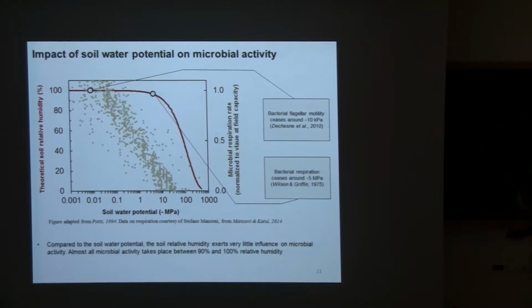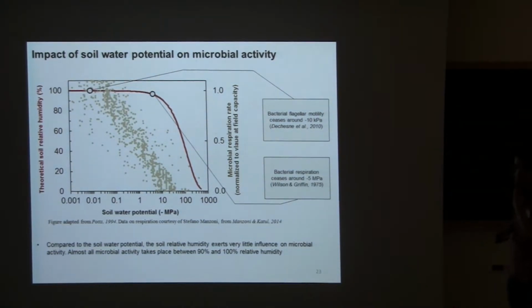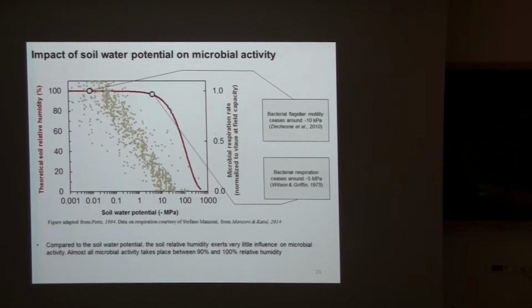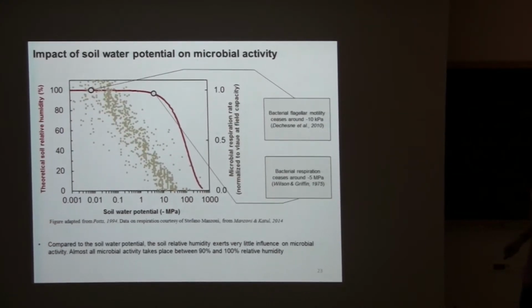Now let's go back to microbial activity and particularly microbial respiration. And on that graph, I'm showing you several things. There's in red the theoretical soil relative humidity as a function of the soil water potential. And the little gray dots here are data of microbial respiration rates normalized to the value at field capacity. And I have to thank Stefano Manzoni who gave us those results.